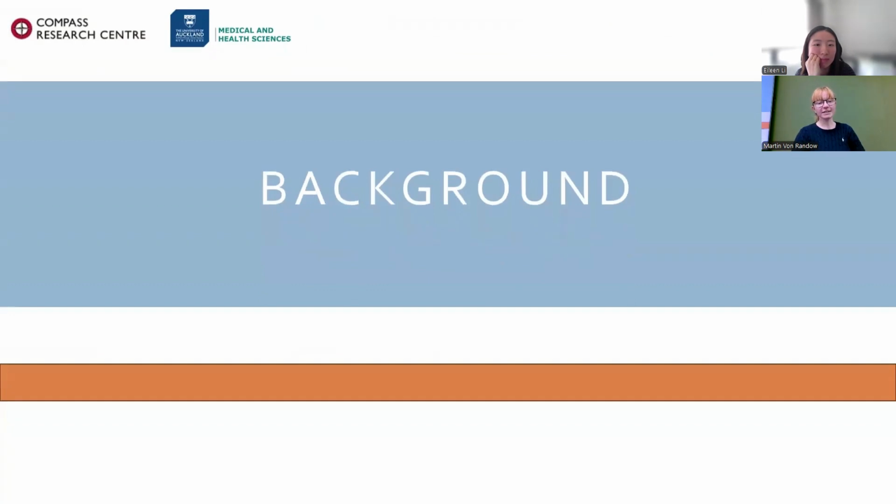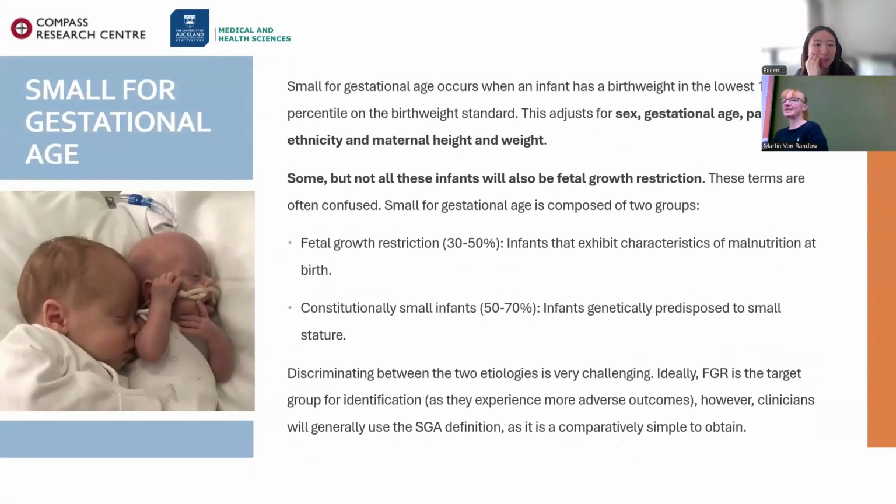So for a bit of background, what is small for gestational age? It might be a term that is not very common for a lot of you, but essentially it's when an infant has a birth weight in the lowest 10th percentile on a birth weight standard. And this adjusts for sex, gestational age, parity, which is the number of babies the mother has had, including the current birth, ethnicity, and maternal height and weight.